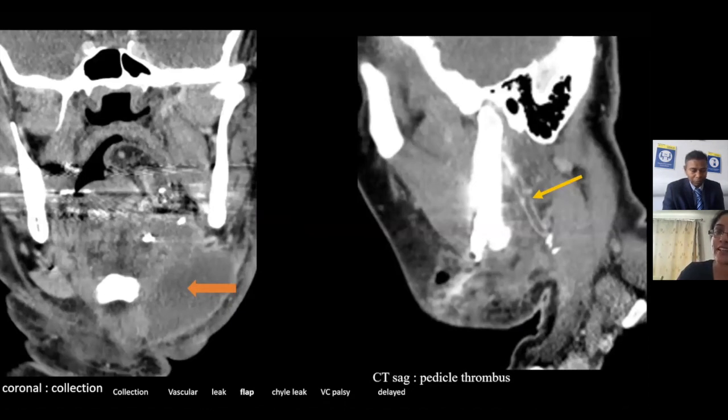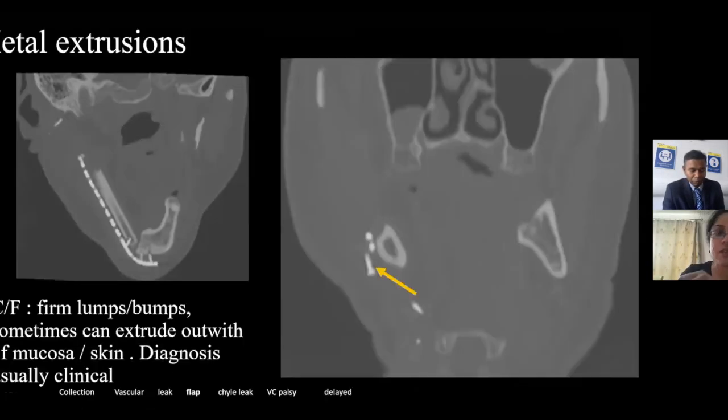Collections always look like collections. They are low attenuating lesions. If you put a Hounsfield unit, the circular thing that you can use in CT, it'll usually give fluid attenuation. Okay. Medical thrombus, we have looked at before.